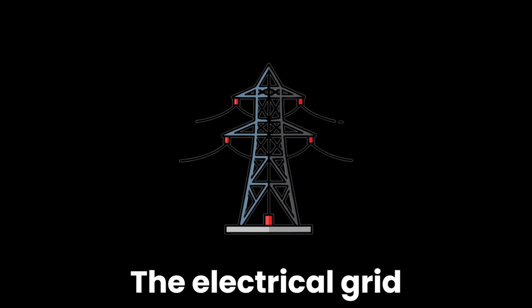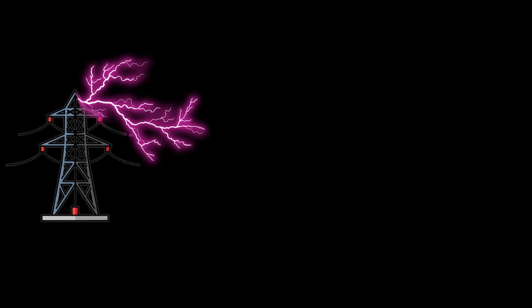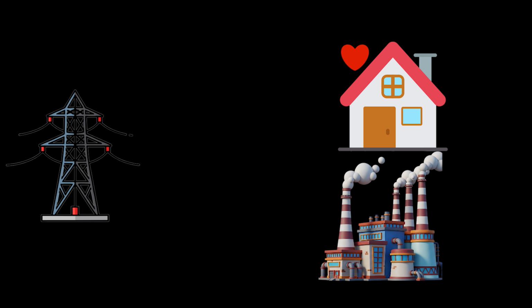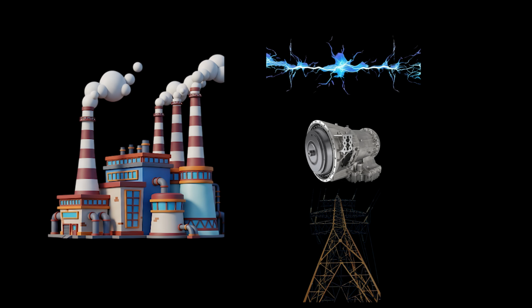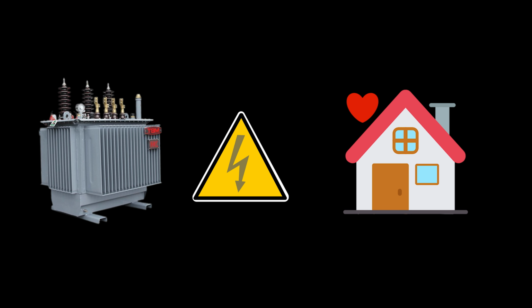Now, let's zoom out to the biggest scale, the electrical grid. The grid moves electricity from power plants to homes and businesses. It has three major steps: generation, power plants create electricity; transmission, high voltage lines move it long distances; distribution, substations reduce voltage and deliver it to homes.